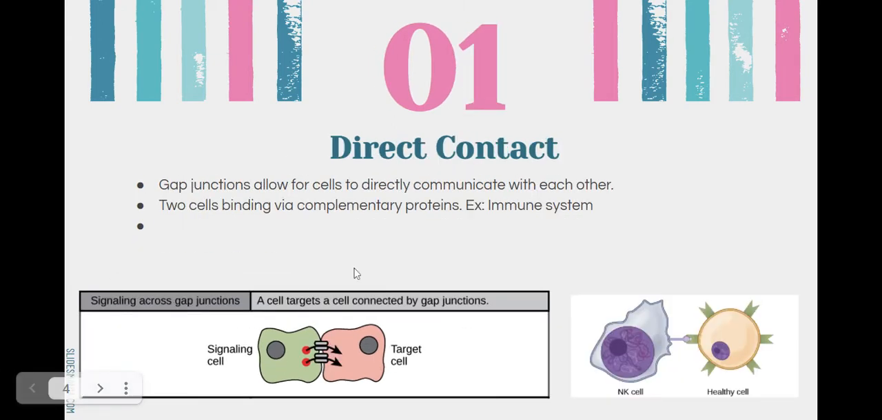Oh, and in plant cells, these gap junctions are actually called plasmodesmata, and it essentially works in the same manner, but because you have to get through the cell wall, it's a little bit bigger of a process. So those gap junctions in plant cells, quote unquote, are called plasmodesmata.